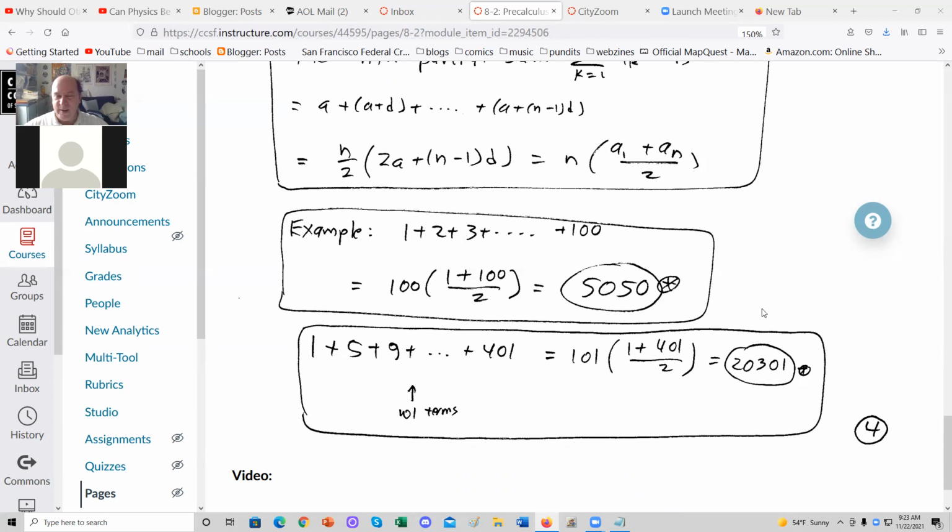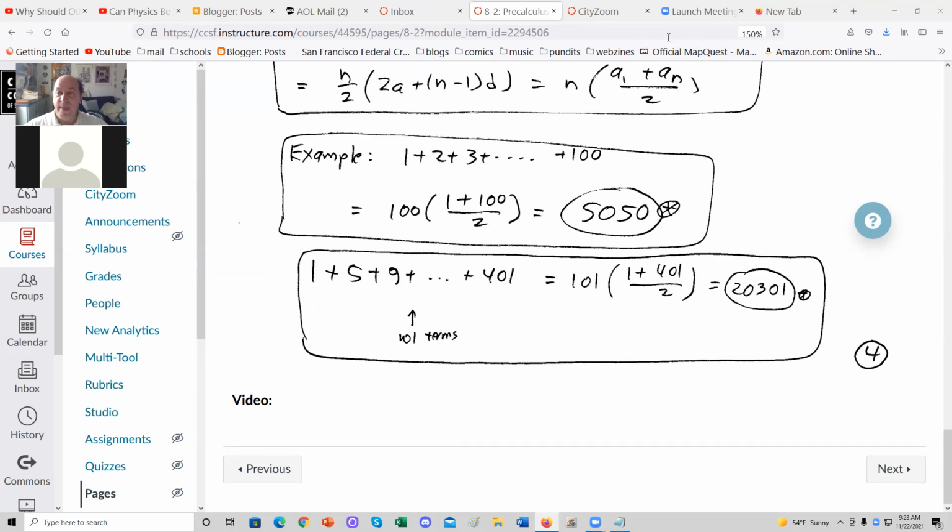But never mind. Okay, here we have 1 plus 5 plus 9 all the way to 401. What is that? Well, first you can check it's a difference of 4. And if you work it out, it's 101 terms. So the sum will be 101, the number of terms, times the average term, 1 plus 401 over 2. And after a bit of work, it's 20,301. All right.